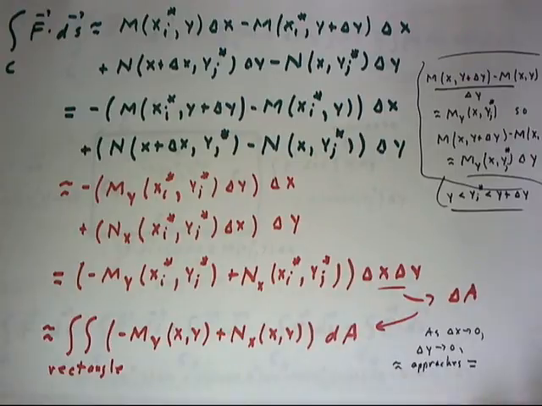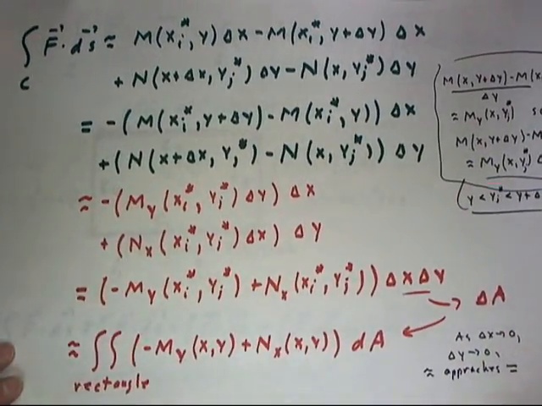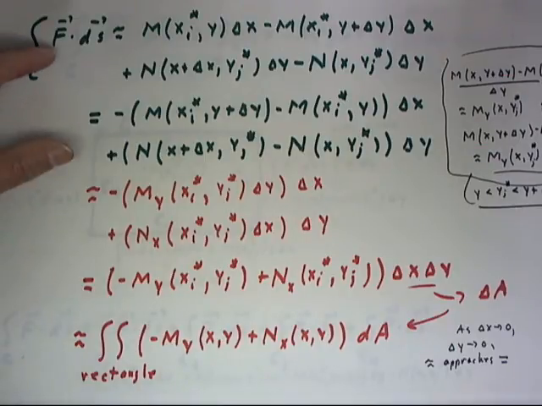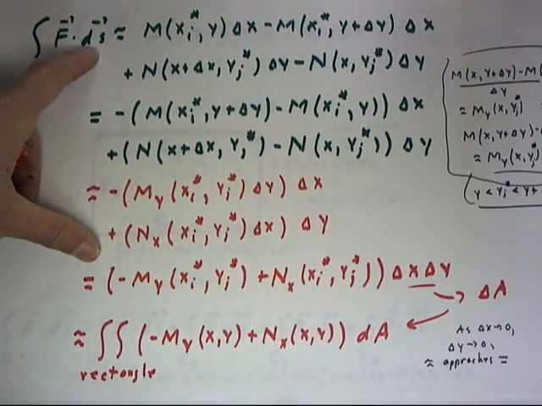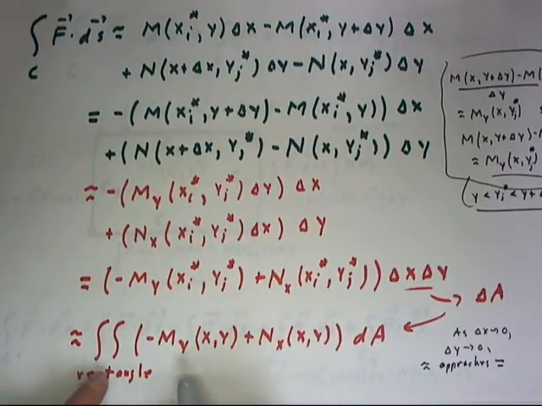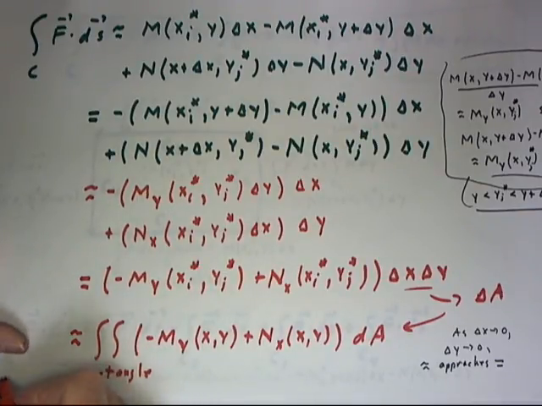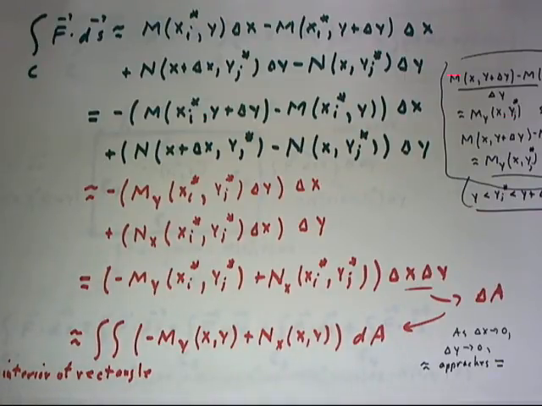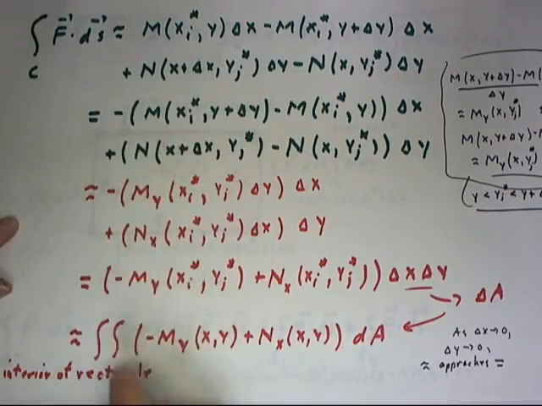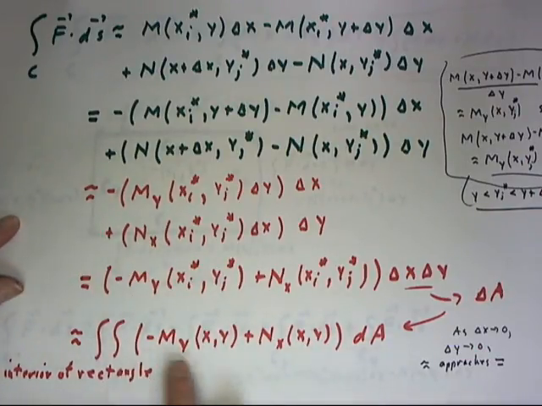But in any case, we've shown, at least a high degree of plausibility, that for this small region, the integral of F dot ds over the boundary of the curve is equal to the integral of this negative m_y plus n_x function integrated over the entire rectangle, over the interior of the curve. So let's emphasize this is the interior of the rectangle. This integral is taken over an area region. So we have an integral over the boundary related to a double integral over the inside, the area of the region. And that's kind of actually an astounding result.